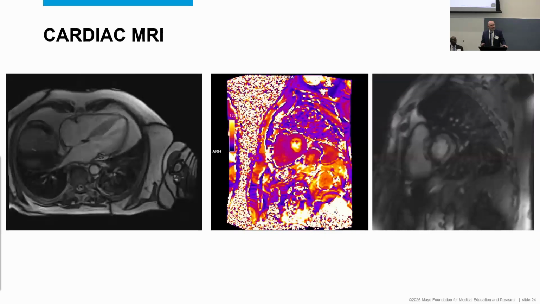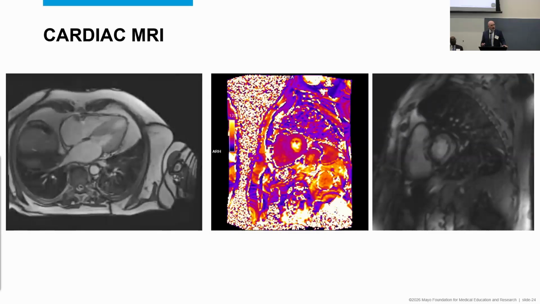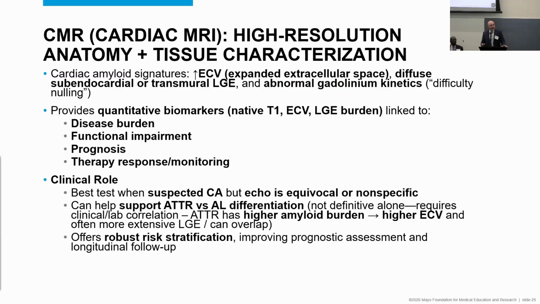MRI, again, sorry, just one more click. Generally what we see is very similar to echo: we see thick walls and an enlarged left atrium. The EF generally is preserved initially. The image in the middle is our T1 mapping, and I'm going to go over the importance of that, and we can talk about the late gadolinium enhancement on the right and why that matters.